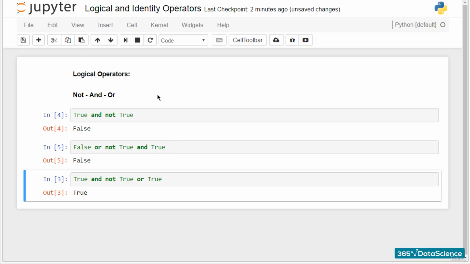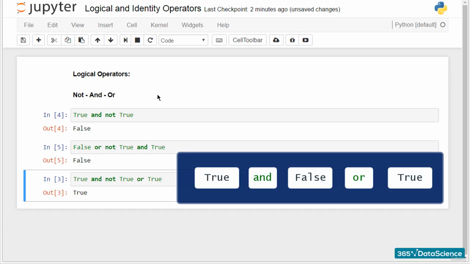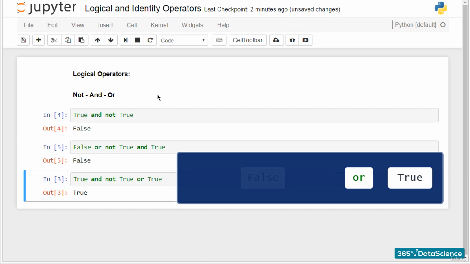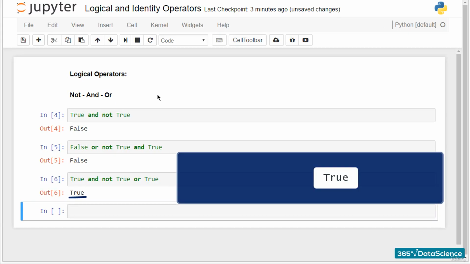To solidify the concept, let's go through another similar example. True and not true or true is the same as true and false or true, because initially, NOT mattered most. Now, AND will convert true and false to false. Now, we can think about the remaining false or true, because the OR operator needs at least one true statement to return true. Our result after running this cell will be true. Great!